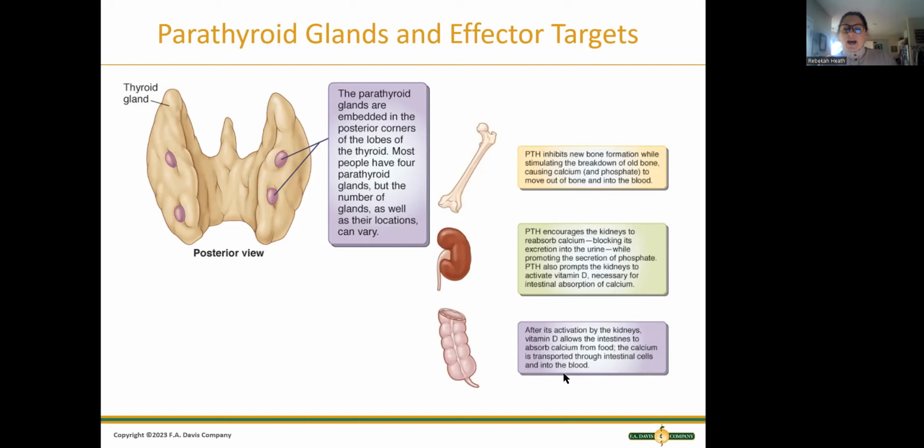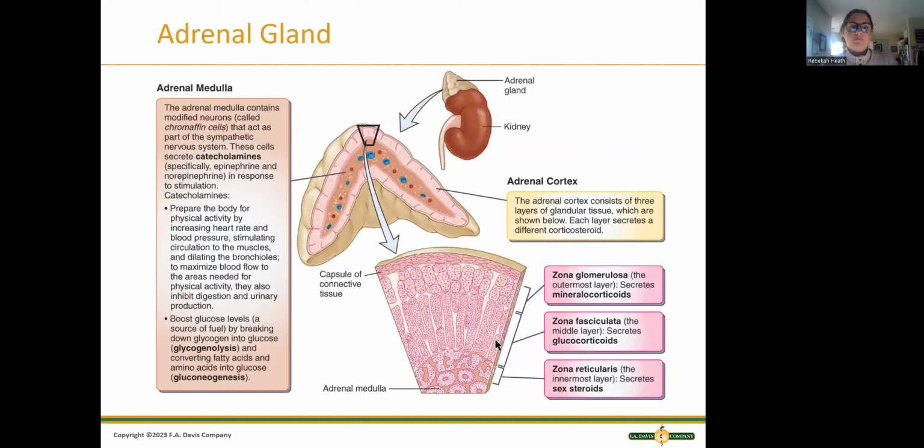Vitamin D is activated by the kidneys. This allows intestines to absorb the calcium that we need from food, right? Can't do much with your calcium if you don't have vitamin D.